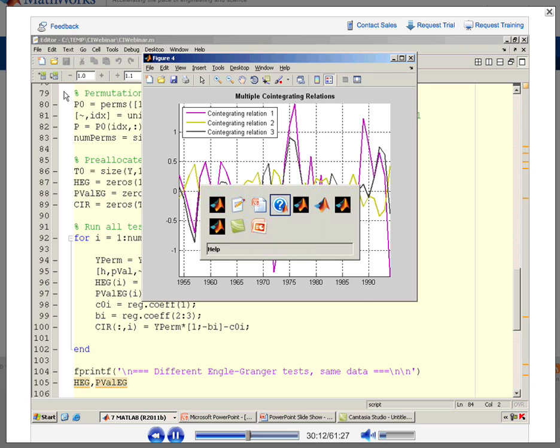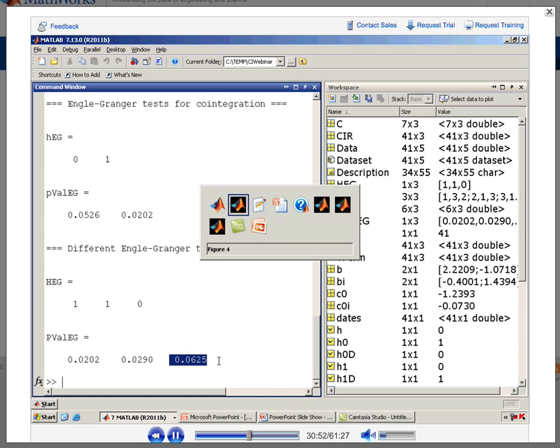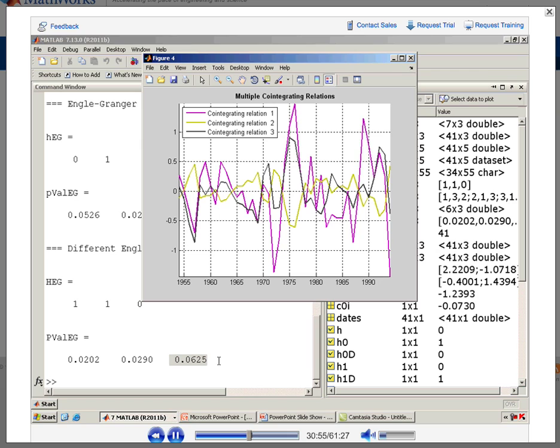Let me go here to MATLAB and show you that we get different results. In two of the cases, we reject the null of no co-integration. That means we have evidence for co-integration at about the 2% or 3% level. But if we pick the third variable as a regressand, this time we fail to reject the null of no co-integration. And although, again, we're only at about 6%, just a little bit above the significance level that we've set at 5%. So the point here is that we get different inferences depending on how we make that arbitrary choice for the first variable. And we also get different co-integrating relations.